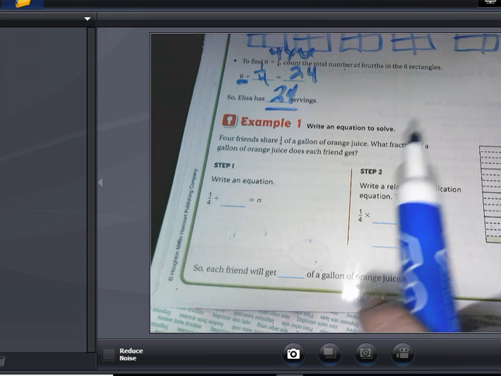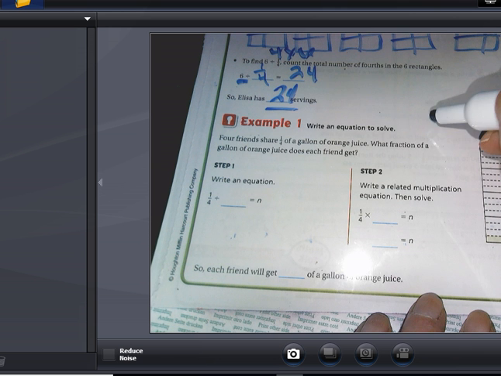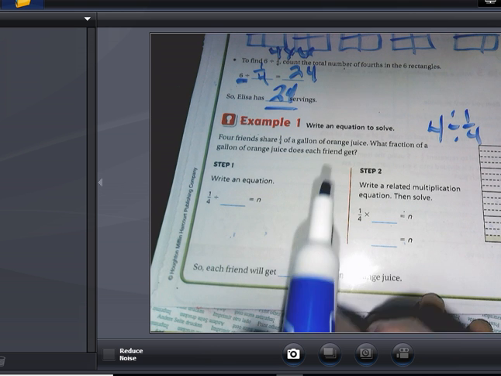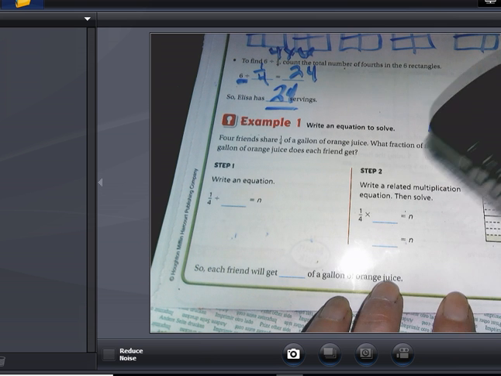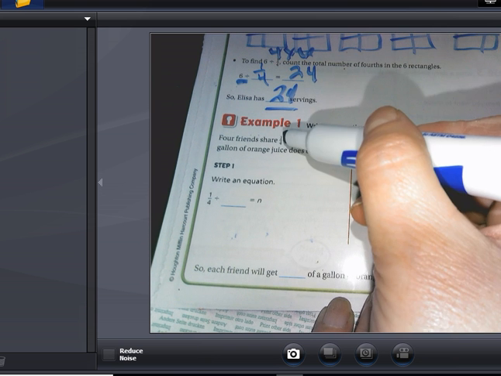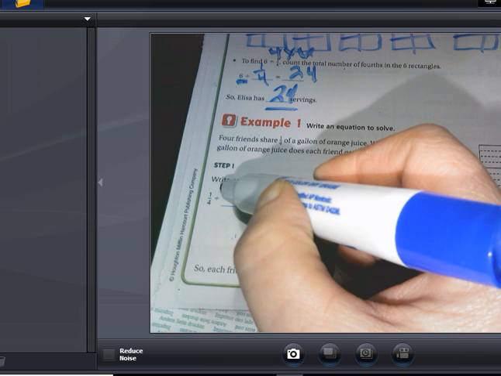Okay, a common mistake that a lot of kids make is 4 divided by 1/4, because that's the order it says. But you have to ask yourself, what do I have? My dividend is what I have. I have 1/4. And what am I doing with my 1/4 of orange juice? I'm dividing it into 4 equal parts. So I have 1/4 divided by 4.